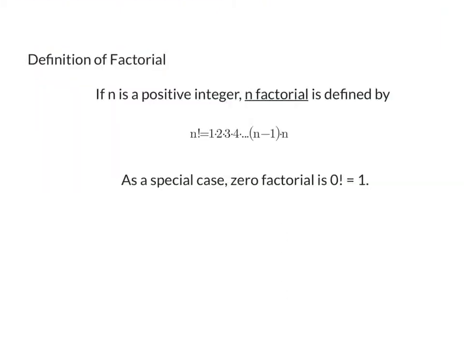If n is a positive integer, then n factorial is defined by n factorial equals 1 times 2 times 3 times 4 times, essentially, one number less than whatever your value of n is, and then finally times itself. As a special case, 0 factorial, where the exclamation mark means factorial, equals 1. So 0 factorial is 1.